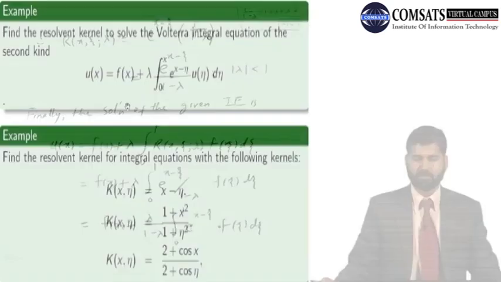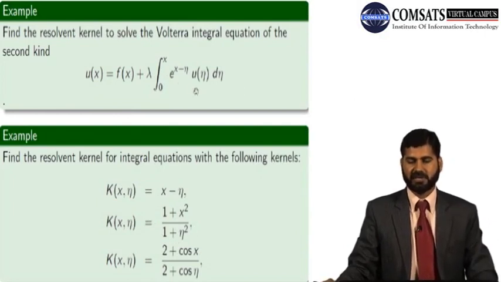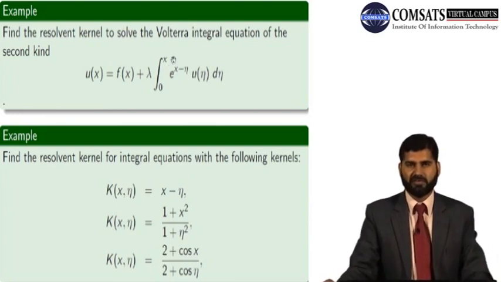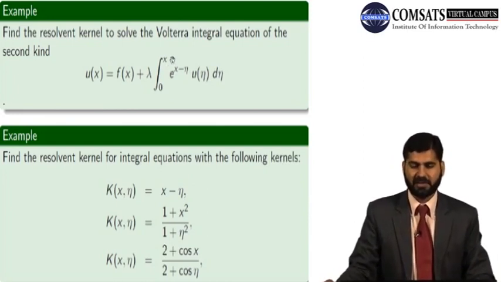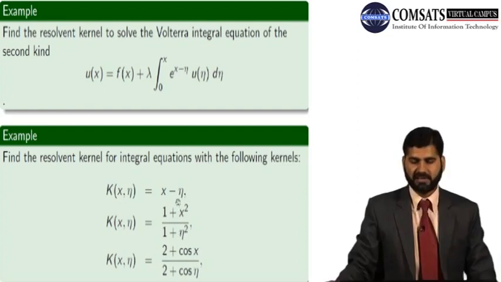All right. So we found the solution of the first equation, u(x) equals f(x) plus lambda times the integral from 0 to x of e to the x minus eta u(eta) d eta. This was very easy because we were getting the same kernels every time. You can do more. You can solve the same equation with other kernels as well. Replace this e to the x minus eta by x minus eta and see what happens. These are 3 examples, and I hope you can do them. Let me solve one of them for you.